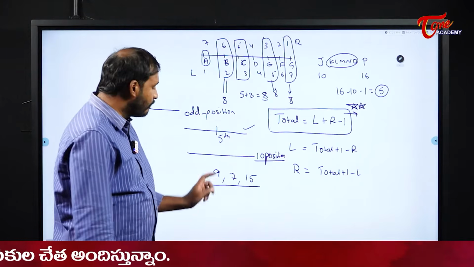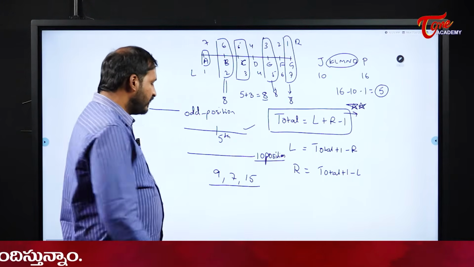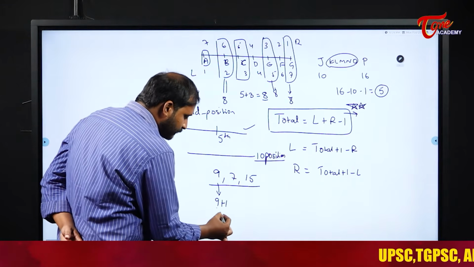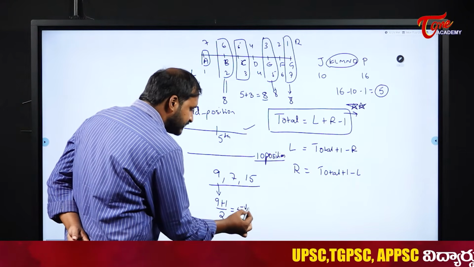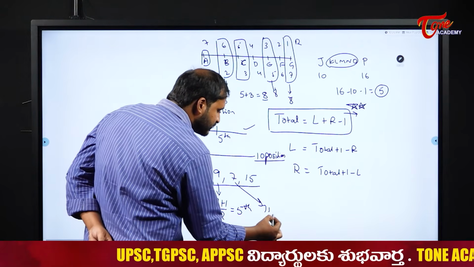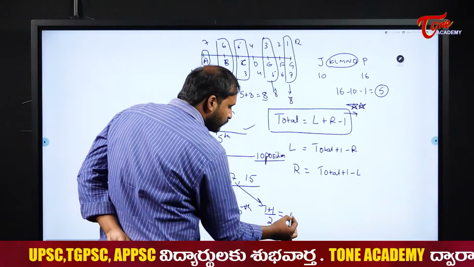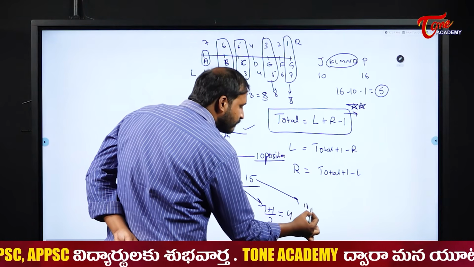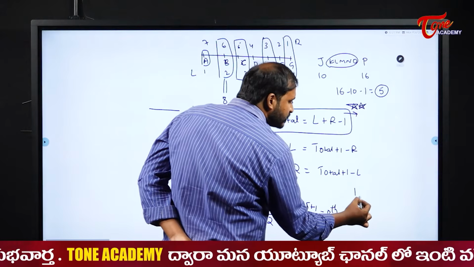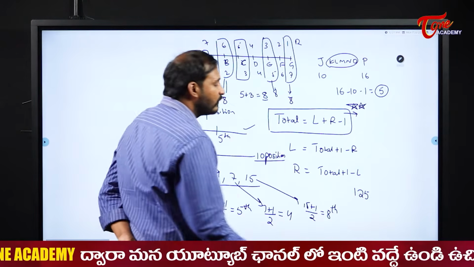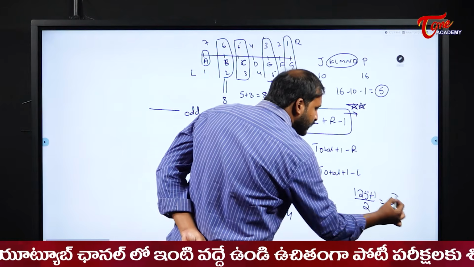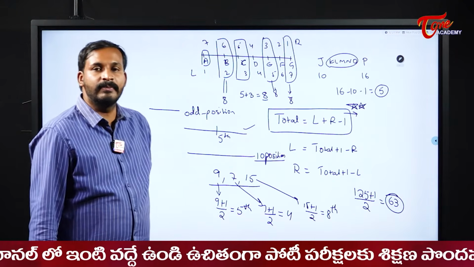How can you tell? Plus 1 by 2. In 9 positions, the middle position is 9 plus 1 by 2, that is 5th. In 7 positions, 7 plus 1 by 2 is the 4th position. In 15 positions, 15 plus 1 by 2 is the 8th position. If I want to find the middle position in 125 members, 125 plus 1 by 2 becomes 63. So the 63rd position will be the middle position.